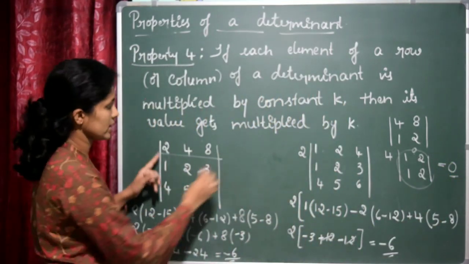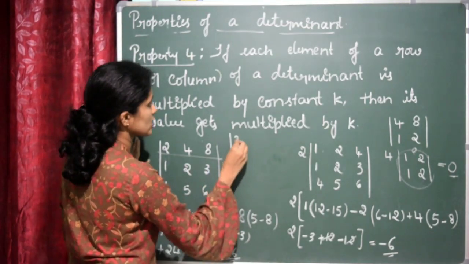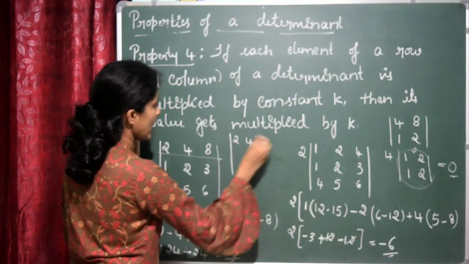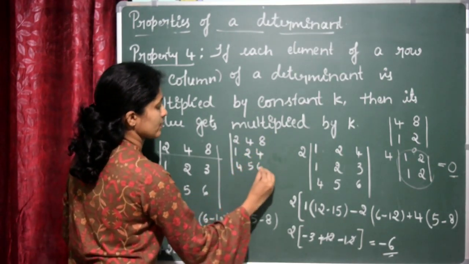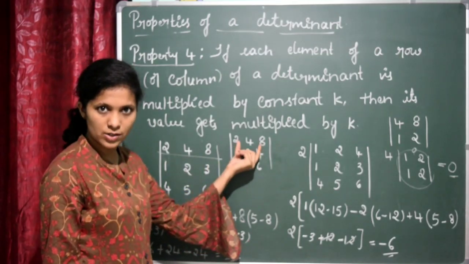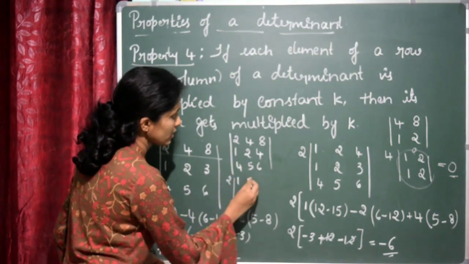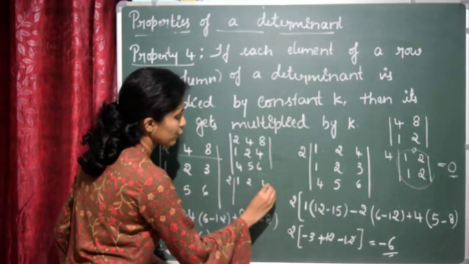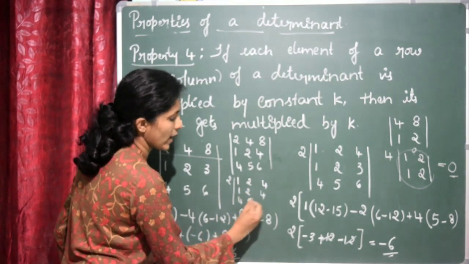See, or else for this one only we will consider another example. See, if I consider this is 2, 4, 8 and this I will consider 1, 2, 4, 4, 5, 6. Okay, this is the determinant. Here I can take 2 common, right? In the first row I can take 2 common. If I take 2 common, what is remaining here? 1, this is 2 and this is 4, right? This is also 1, 2 and 4. So this is 4, 5 and 6.